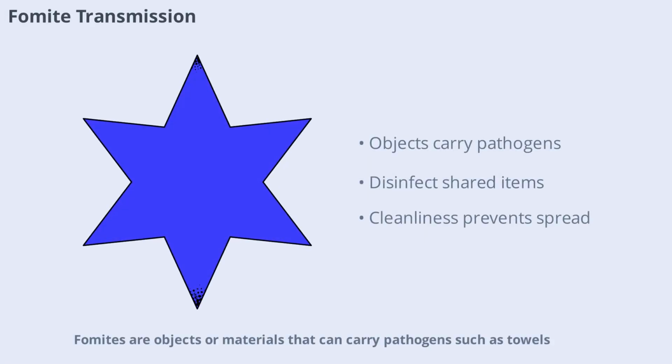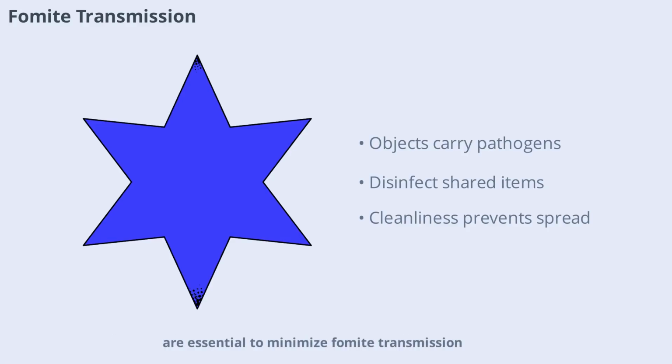Vomites are objects or materials that can carry pathogens such as towels, bedding, or medical instruments. When these items become contaminated, they can transfer pathogens to anyone who touches them. Regular cleaning and disinfection, especially in shared spaces, are essential to minimize vomit transmission.